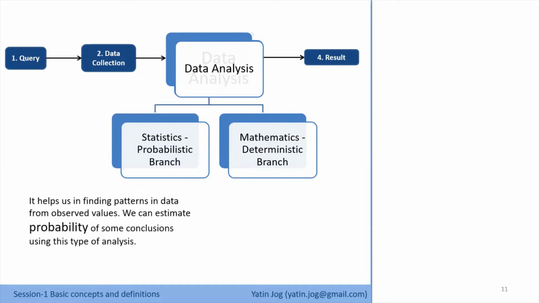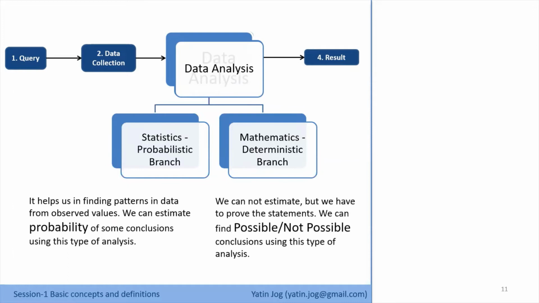Statistics helps us in finding patterns in data from observed values. We can estimate the probability of the conclusion. In mathematics, we cannot estimate, but we have to prove the statement. We can find possible, not possible, true, false, 1, 0 kinds of conclusions using analysis.